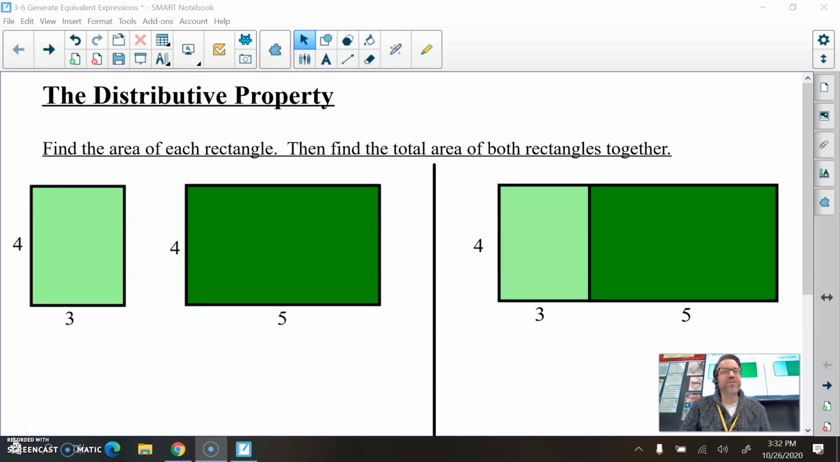And today we are in topic 3, section 6, generate equivalent expressions. This is the last topic we'll be covering in this chapter, and then we're going to be taking an assessment in a couple of days on Thursday.